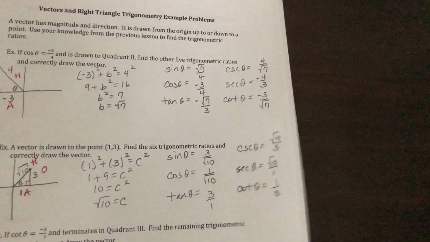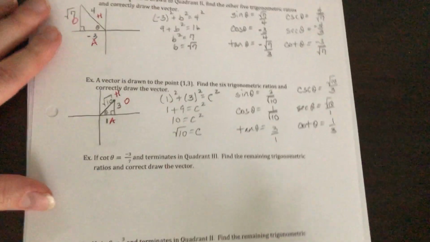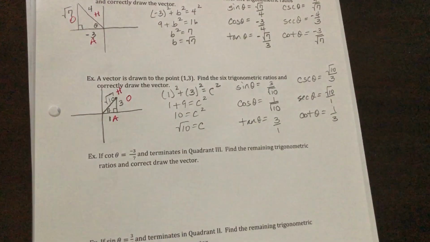Now you don't have to leave it as over 1. You could just write square root of 10, or you can just write 3. That's okay with me. I just do it so you can see the fraction and the ratio.